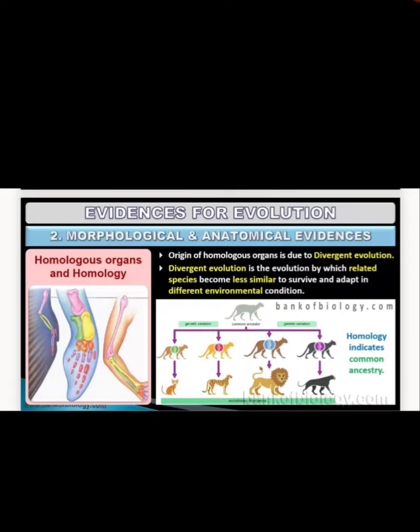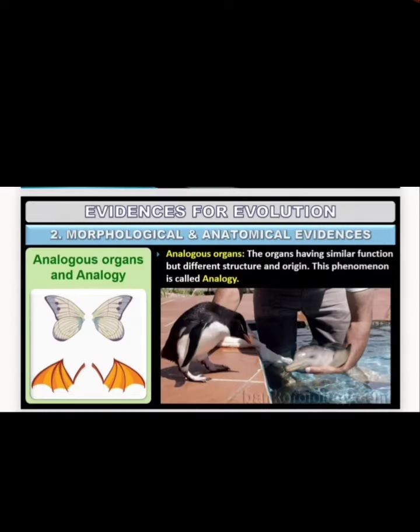As I said, divergent evolution is evolution by which related species become less similar to survive and adapt to different environmental conditions. So homology indicates common ancestry, and it also shows divergent evolution: related species start adapting to their different environments, and the process of adaptation makes these homologous organs function differently according to their adaptation. So this we call homologous organs.